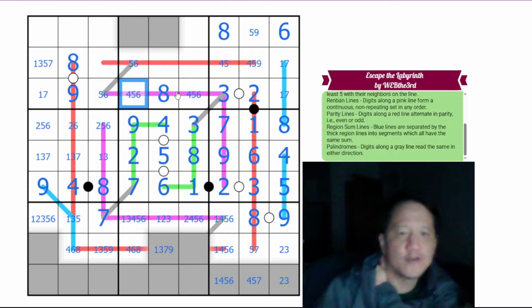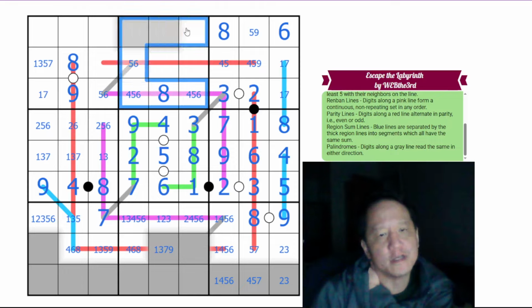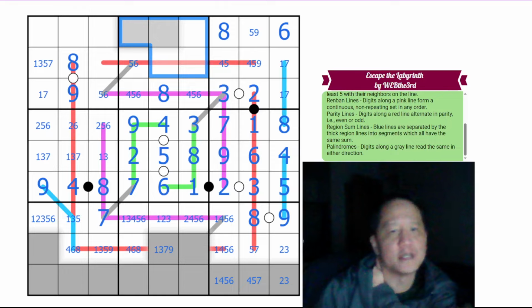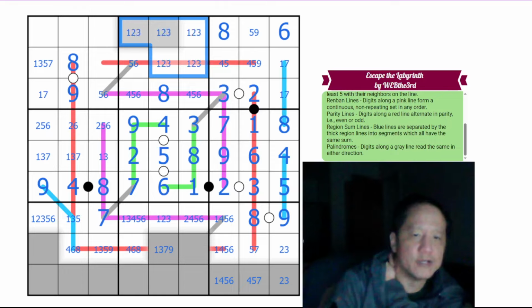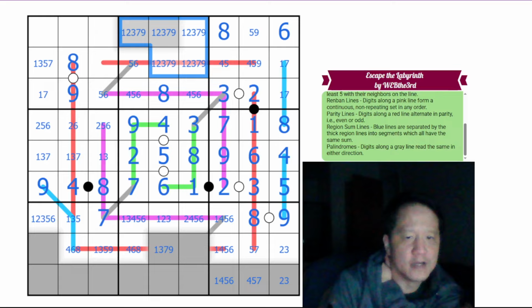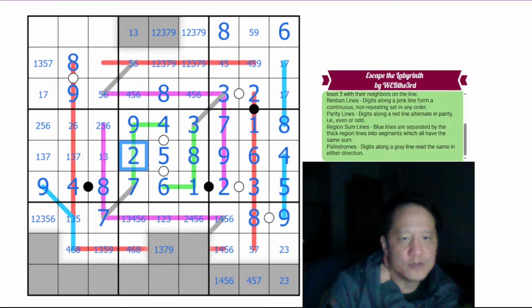We have a 4, 5, 6 triplet, actually, in this upper central box. So that eliminates 4, 5, 6 in the rest of the box. So the remaining digits in that box are 1, 2, 3, 7, 9. This can't be 2, 7, or 9 because of 2, 7, 9 remaining in the column. This can't be 1 or 3.